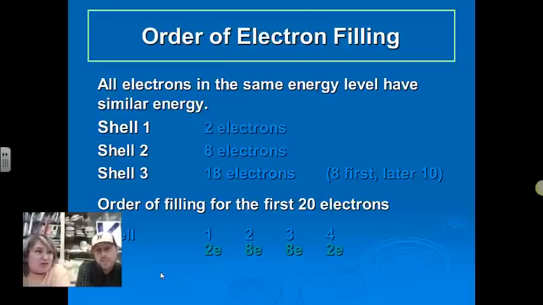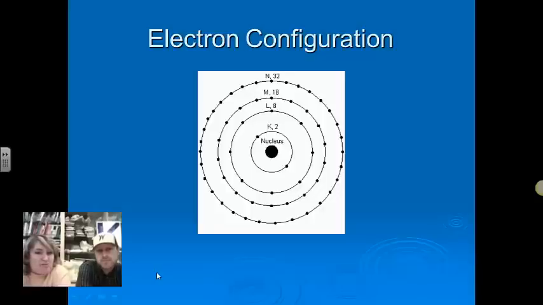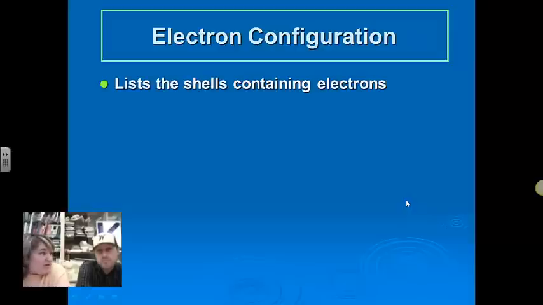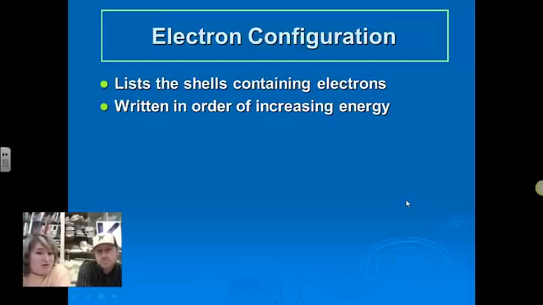I kind of tell them it's like a car. The first car only has 2 seats, and anybody new gets bumped to the second car, and the second car only has 8 seats, and then they just keep bumping out. Now the third shell has 18, but we first count 8, and then we add the 10 on later, and we'll explain that a little bit more in class. Here's basically, in general, what it looks like. You can see the 2 electrons around the nucleus in the first energy level, and then 8. Then it goes to 18, but we know that there's 8, and then 10 later, and then 32. And so you should be able to figure out how many electrons there are and in which energy levels there are.